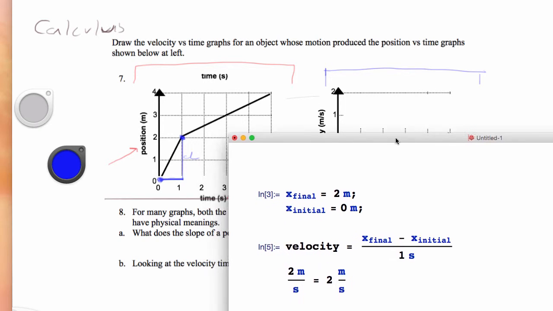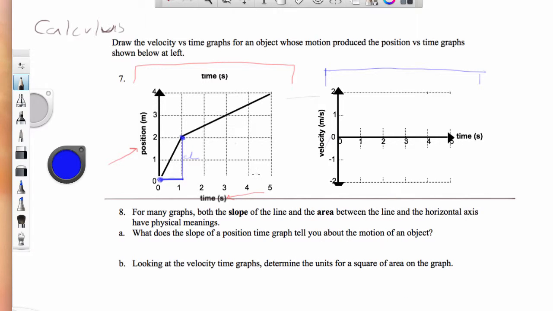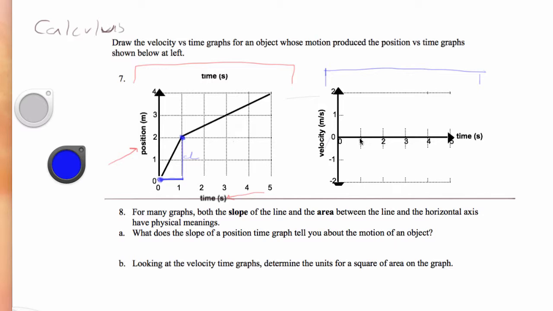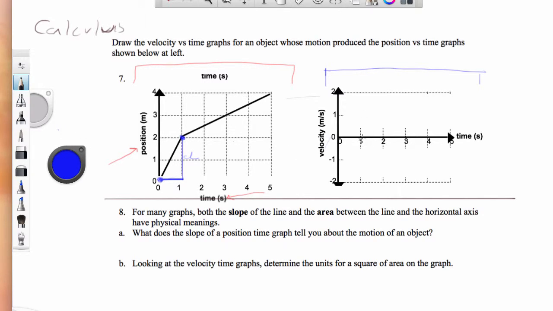Okay. So I'm going to make that go away. So what does that mean? It means I look at my velocity time graph, and between second 0 and 1, the velocity was 2.